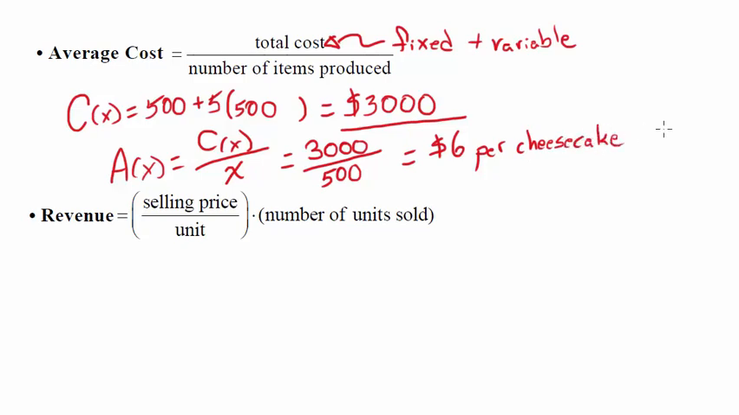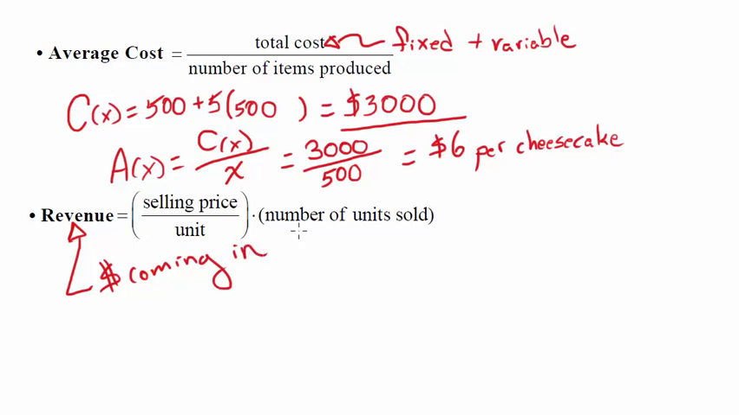Obviously if I'm going to sell these cheesecakes, I need to charge more than it's costing me to make each one. So I'd probably want to charge more than $6 per cheesecake. Now our revenue is going to be the selling price times the number of units sold. This revenue is just the money coming in.